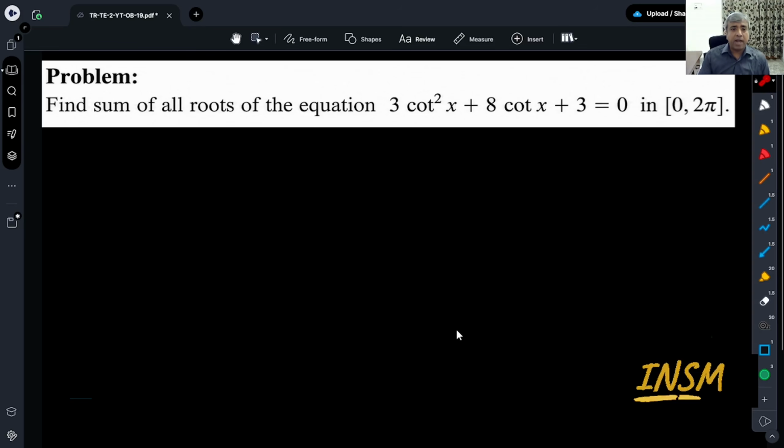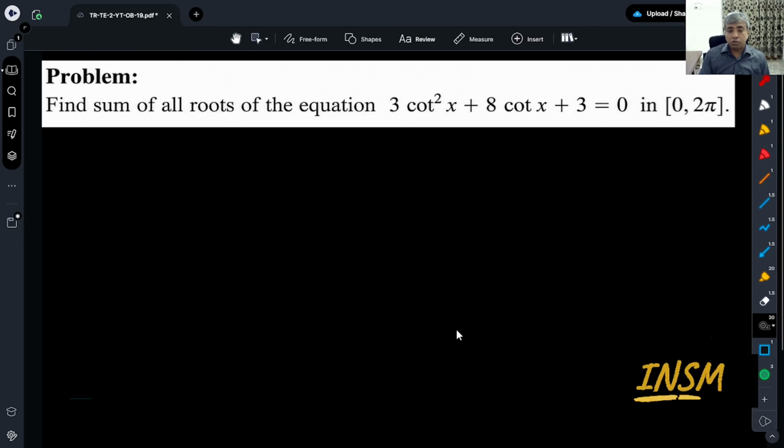It says: find the sum of all the roots of the equation 3 cot square x plus 8 cot x plus 3 equal to 0 in 0 to 2 pi. Okay, so this is a quadratic in cot x, but roots will be in x. So we have to find all the roots of x, not cot x.